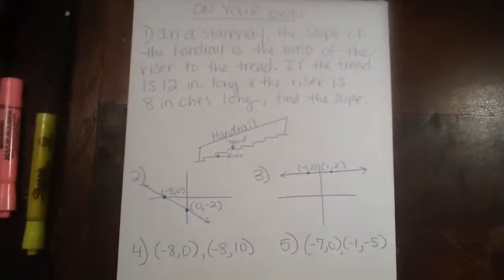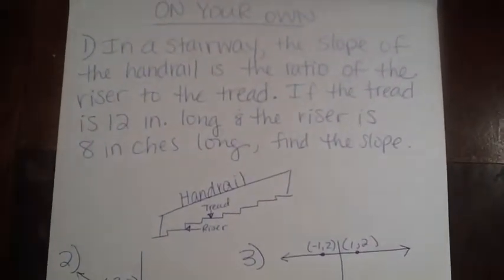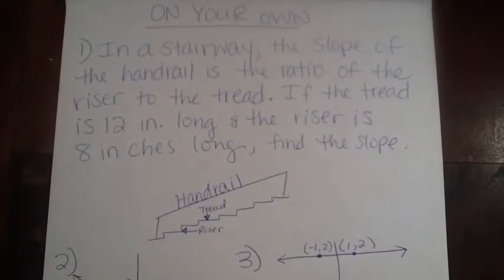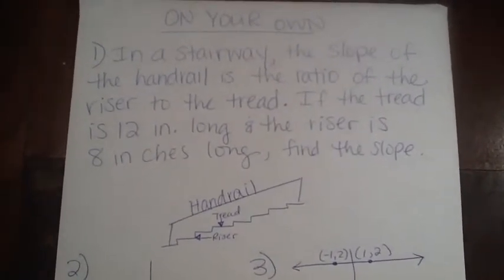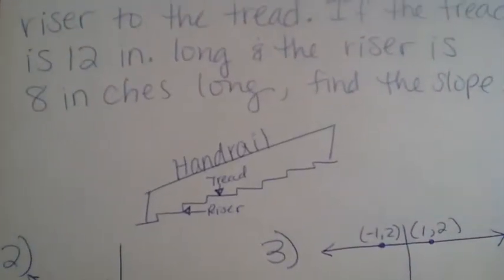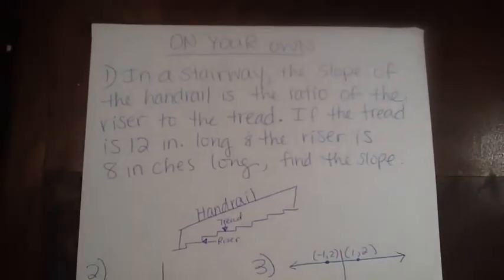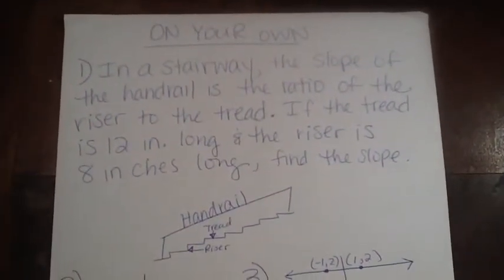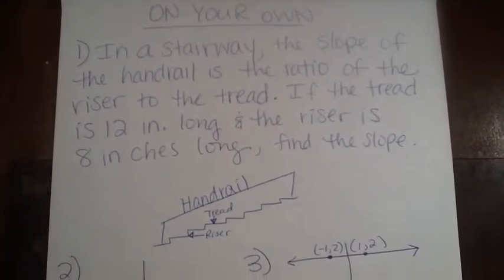You have 5 problems to do for me. Number 1 says, in a stairway, the slope of the handrail is the ratio of the riser to the tread. If the tread is 12 inches long and the riser is 8 inches long, find the slope. I drew a picture for you so you know what it's talking about when it says the tread and the riser. Find the ratio between the riser to the tread, and then simplify.